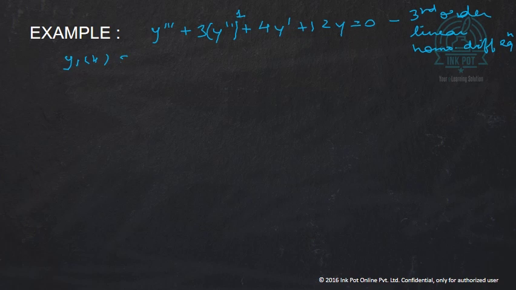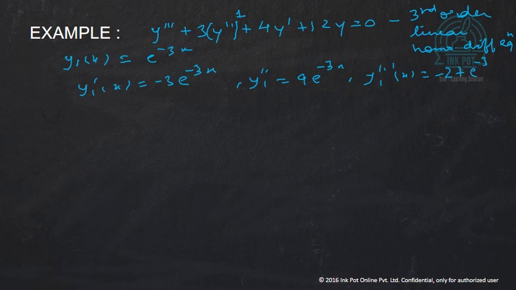Now consider the function y1(x) is equal to e^(-3x). So now y1'(x) is equal to -3e^(-3x), y1'' is equal to 9e^(-3x), and y1'''(x) is equal to -27e^(-3x). अब इसमें सब्स्टिट्यूट करते हैं इक्वेशन में, ठीक है, तो इसको इक्वेशन 1 बोल देते हैं.